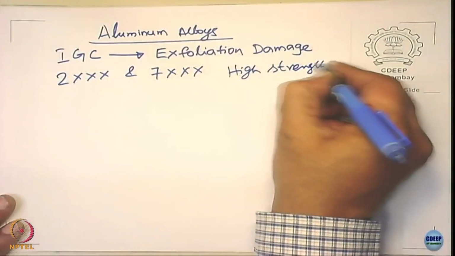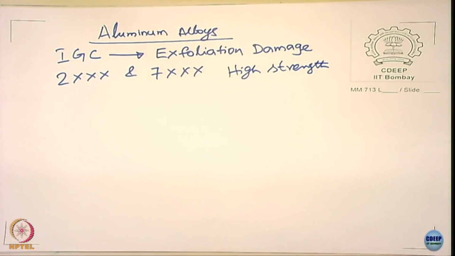In aluminum alloys, this intergranular corrosion takes place especially in 2000 series and 7000 series aluminum alloys. These two are high strength alloys, right? They are used as rolled sheets and extruded components. Okay, when you roll and then extrude, what happens? You get a special kind of microstructure.